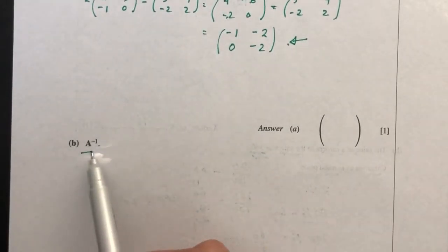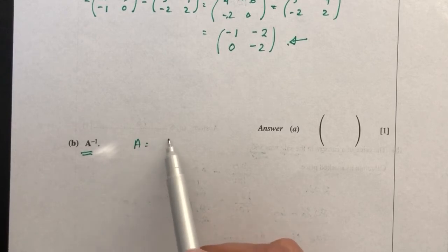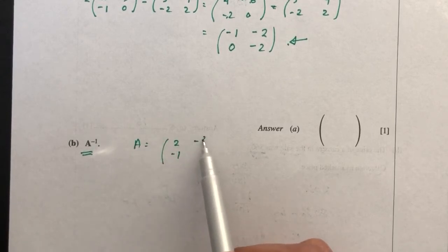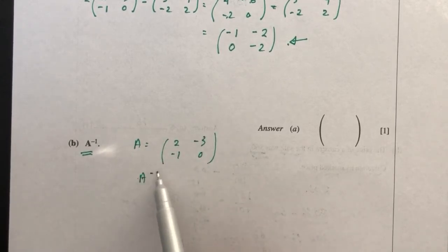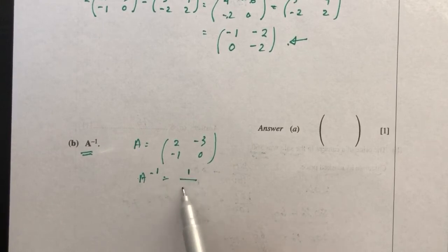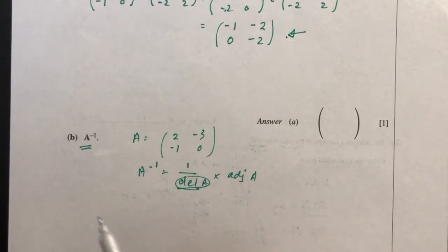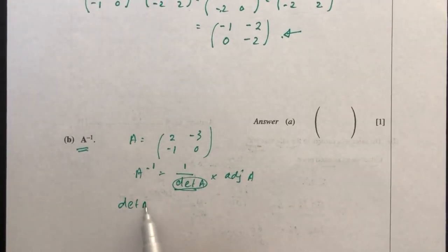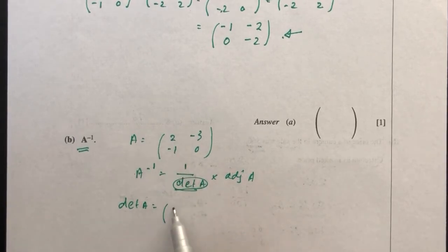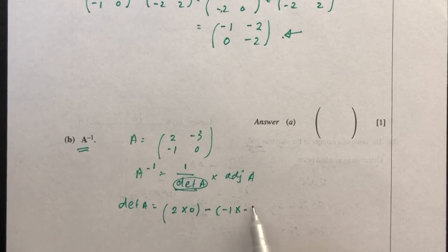Part B, find the inverse of A. A is 2, minus 1, minus 3, 0. Inverse of A, we have a formula for that. It is 1 over the determinant of A times the adjugate matrix of A. So let's find this first. Determinant of A is equal to, we have to do 2 times 0 minus minus 1 times minus 3. That will become 0 minus 3, which is minus 3.